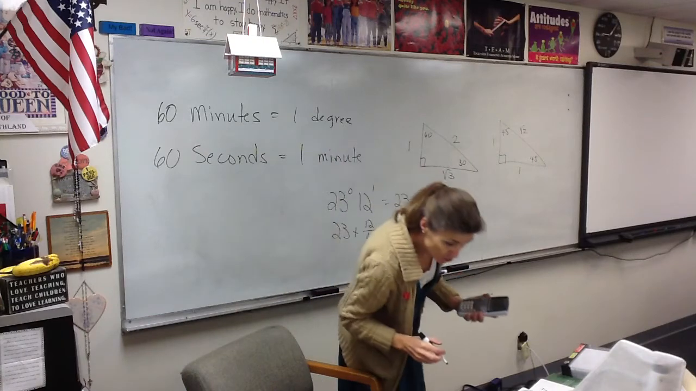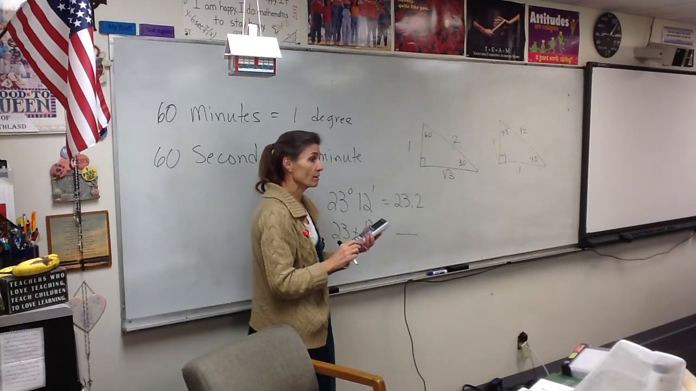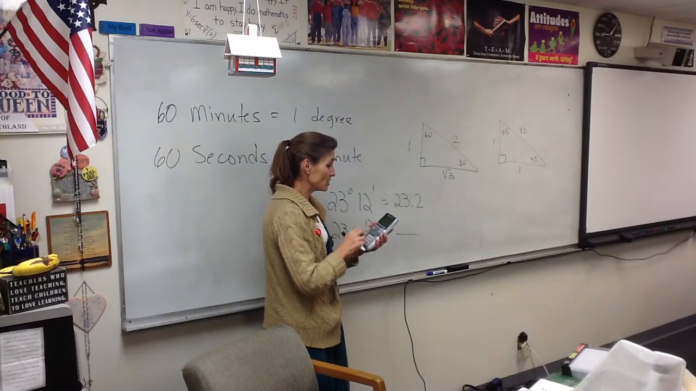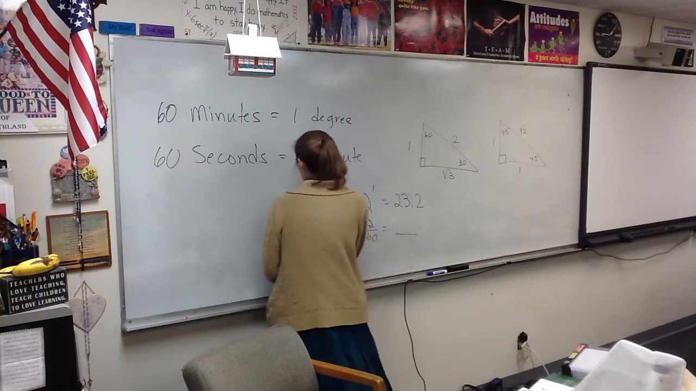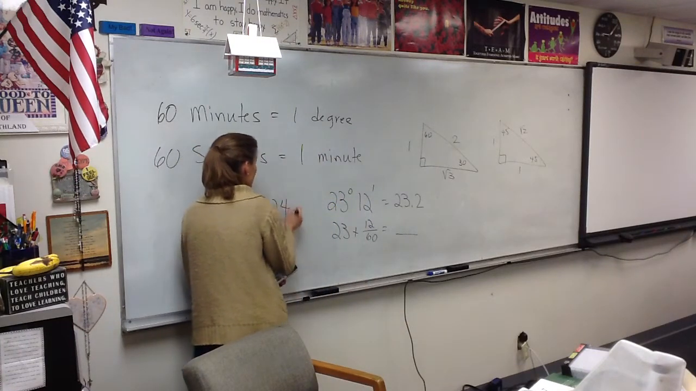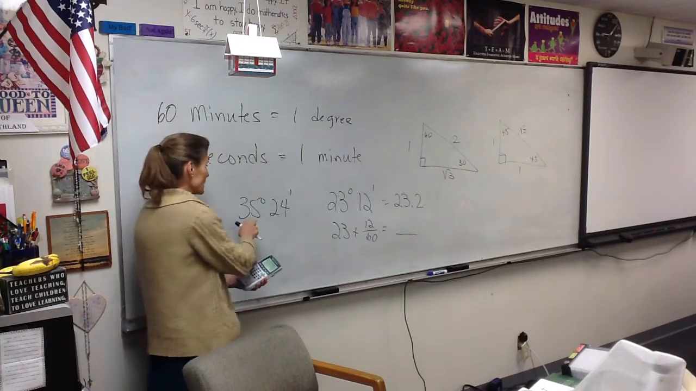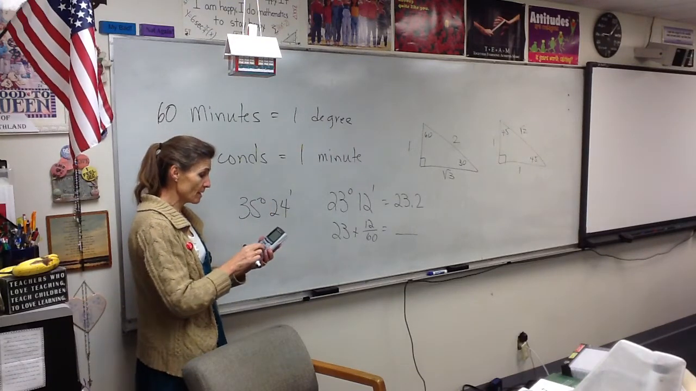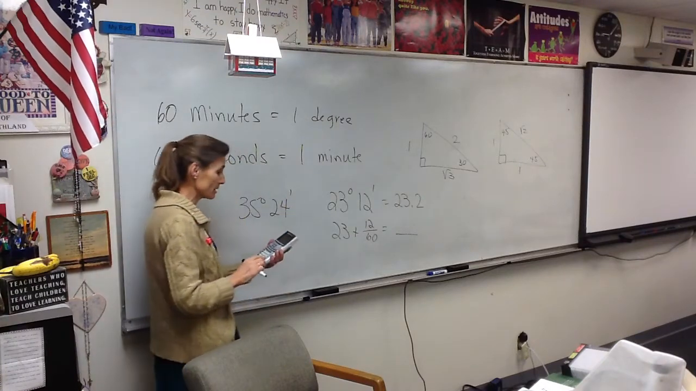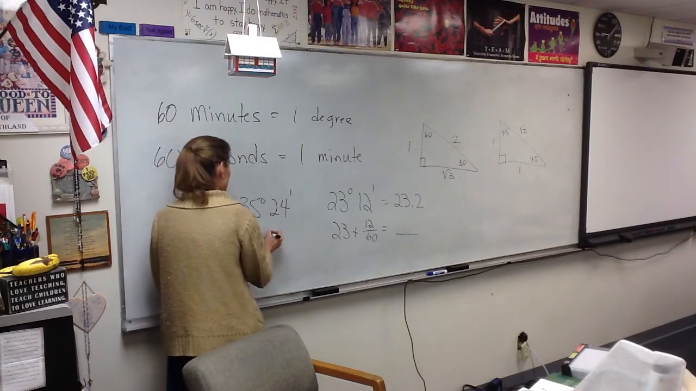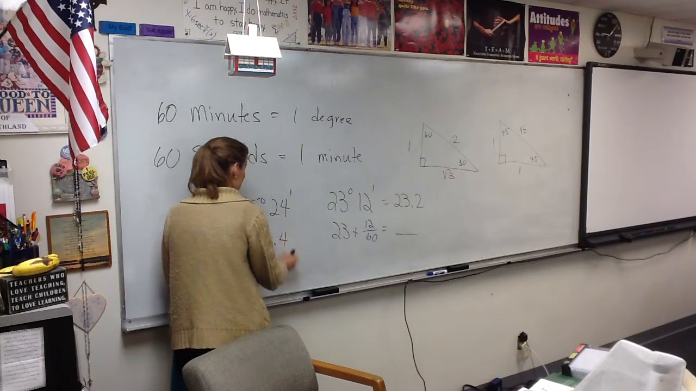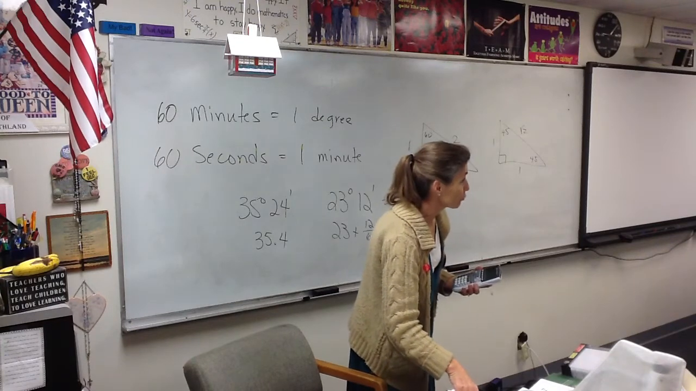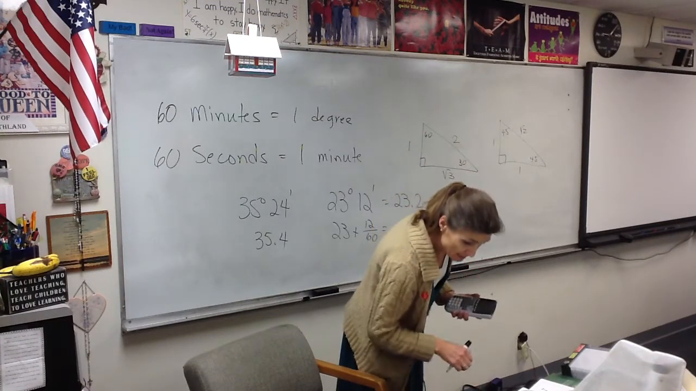So if we look at the next one, it says 35 degrees 24 minutes. So we type in 35, go to our angle menu, choose degrees, because we're typing in 35 degrees, 24 minutes. So once we get in 35 degrees, then we type 24, go back into our angle menu, choose the minute mark, and what did you get for that? What's the decimal form? 35.4.